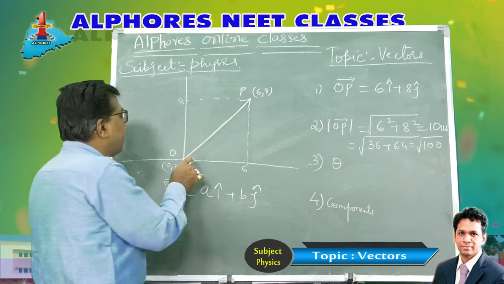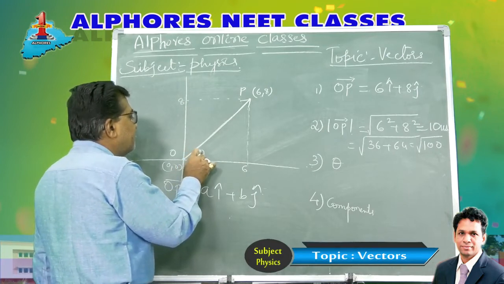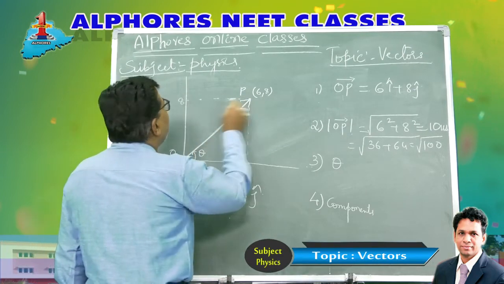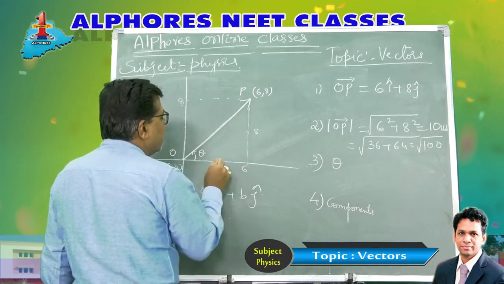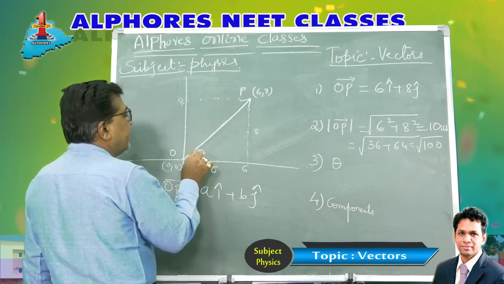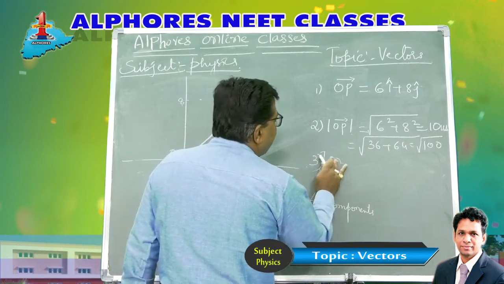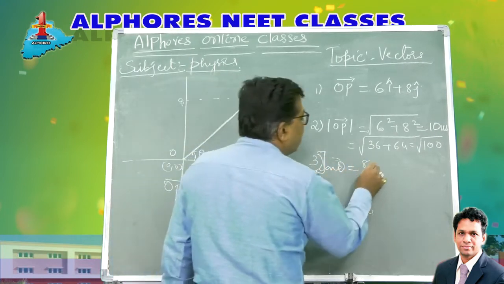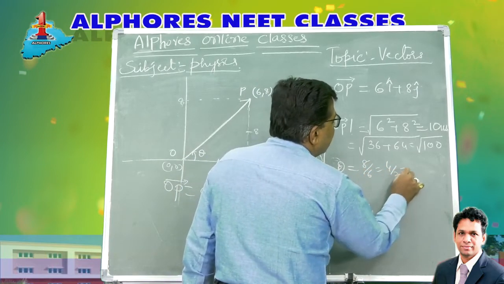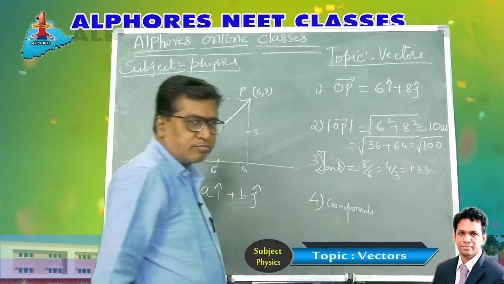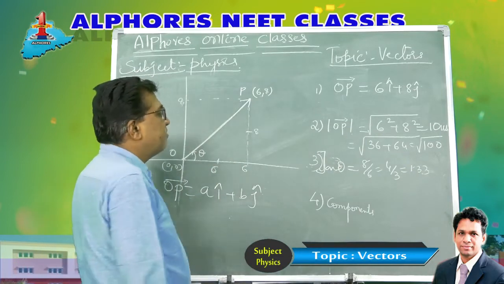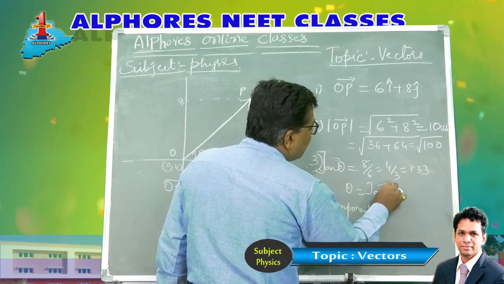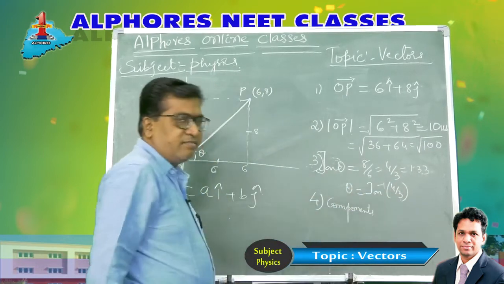Then the angle made by the vector, the angle theta, with the positive x-axis. You know the y coordinate is 8, so this length is 8 units and this length is 6 units. Taking tan theta, the tangent of the angle is opposite by adjacent. It's 8 by 6, 4 by 3, which is 1.33. So theta is tan inverse of 4 by 3.